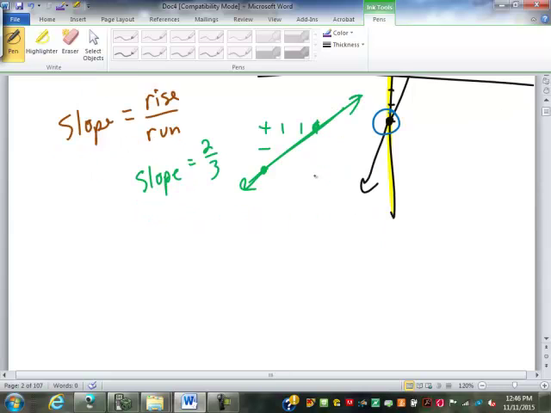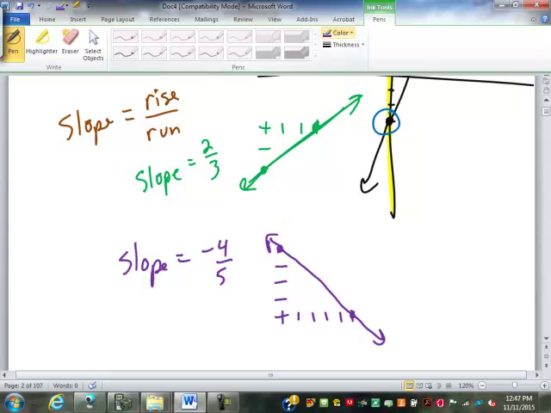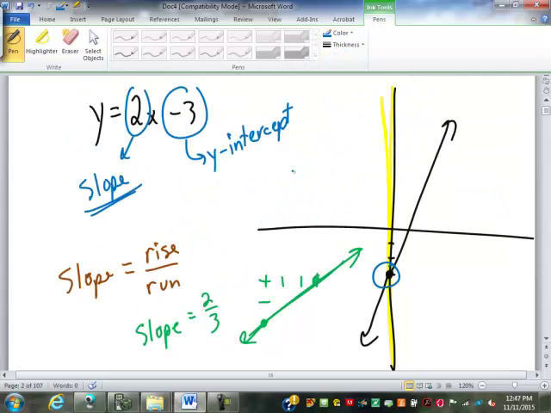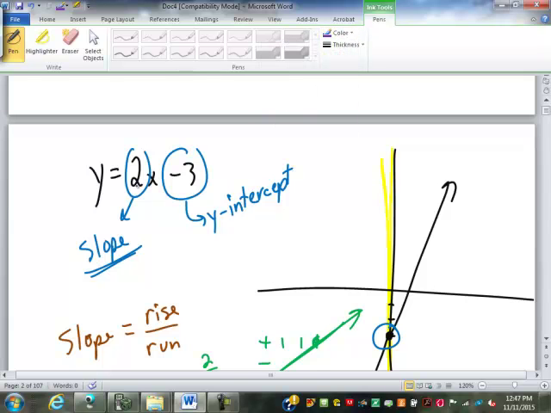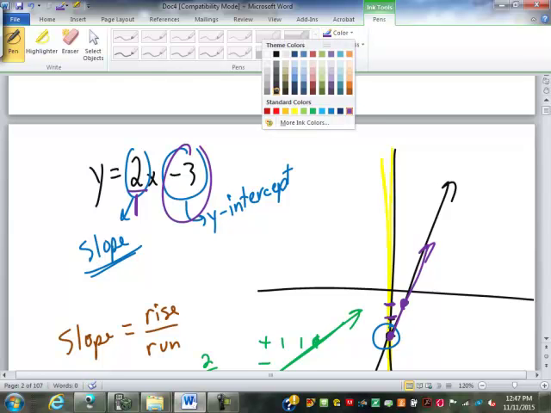So if I had a slope of negative 4/5, from an initial point I would go down 4. That's my negative 4. And then run 1, 2, 3, 4, 5. Get a line like that. Now you might be saying, well, but this was 2. It wasn't a fraction. How would I turn that 2 into a fraction? I'd put it over 1. Now it's 2 over 1. So from this starting point, the y-intercept, we rise 2 and run 1. And that's where our line goes through.